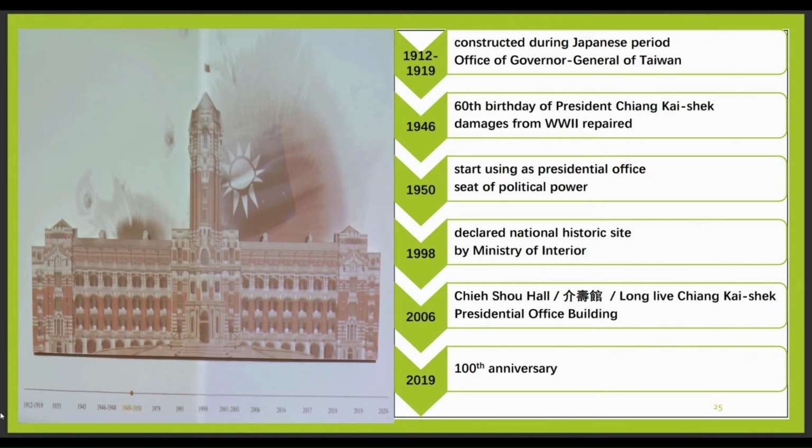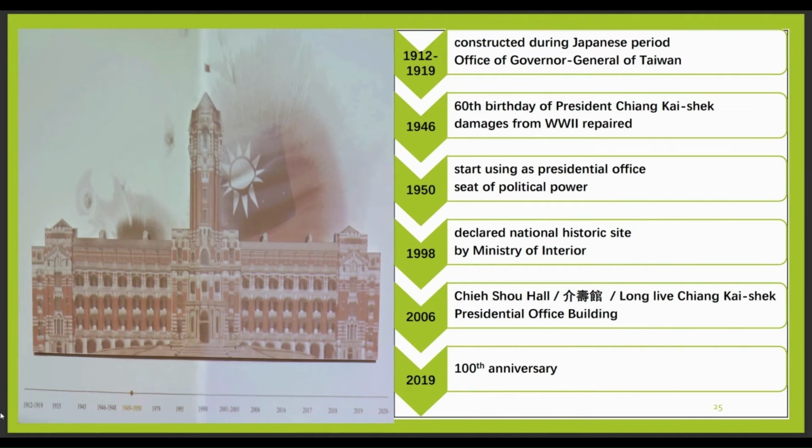So I took this tour and would like to share my experience with you. When you enter the building, you first learn about the history. And this building is very special. It was designed and constructed during the Japanese period from 1912 to 1919. And it also used to be the office of the Governor General of Taiwan during the Japanese colonial period.